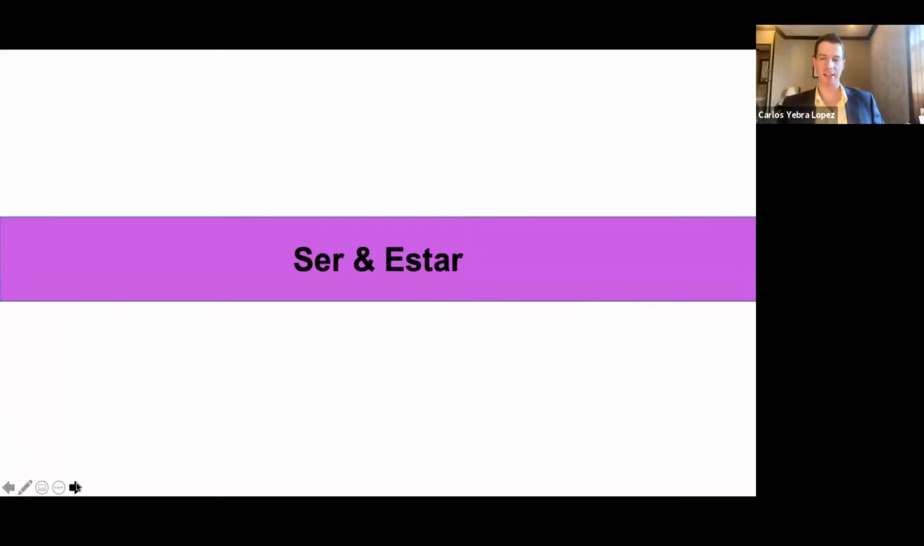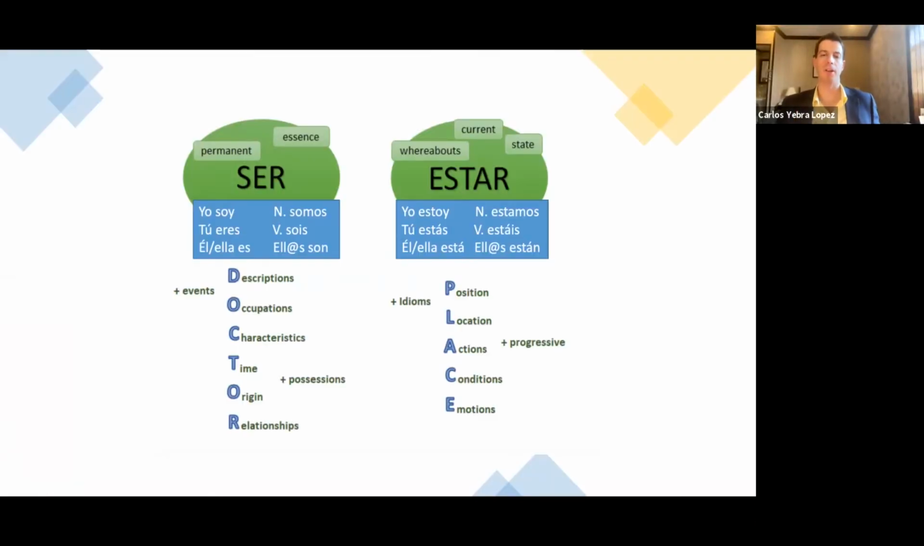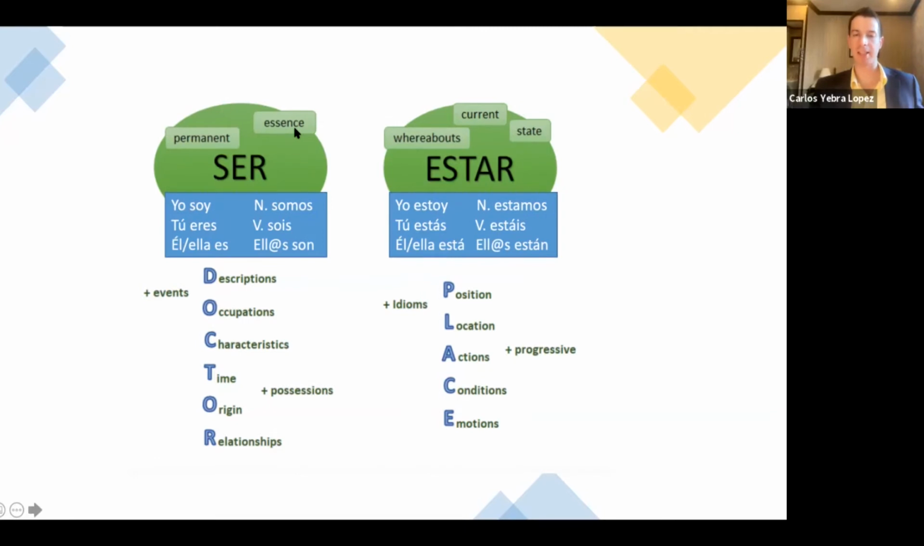Ser and estar. So first of all, ser has to do, as a rule of thumb, with permanence, with essence, that which stays the same throughout time, whereas estar has to do with state, current, whereabouts. And so here you have the indicative mood in the present verbal tense. And so let's begin with ser.